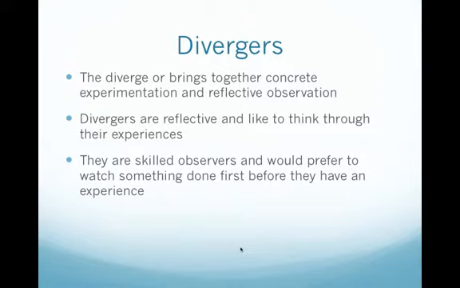A diverger. The diverger brings together concrete experimentation and reflective observation. Divergers are reflective and like to think through their experiences, so they'll mull it over in their head a bit. They are skilled observers who would prefer to watch something done first before they have an experience. Very easy to teach divergers as you show them how to do it right the first time, and very simply they'll do it time and time again.